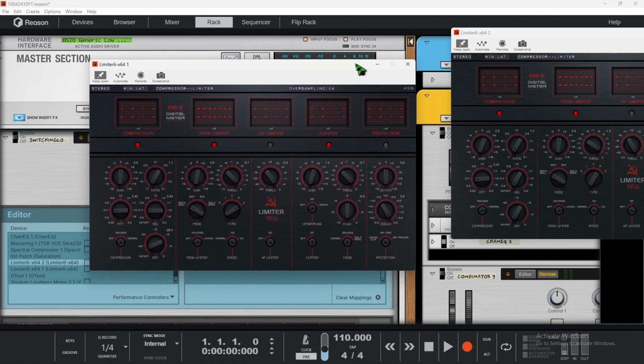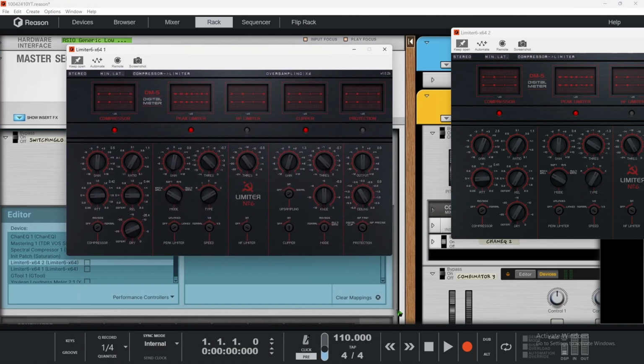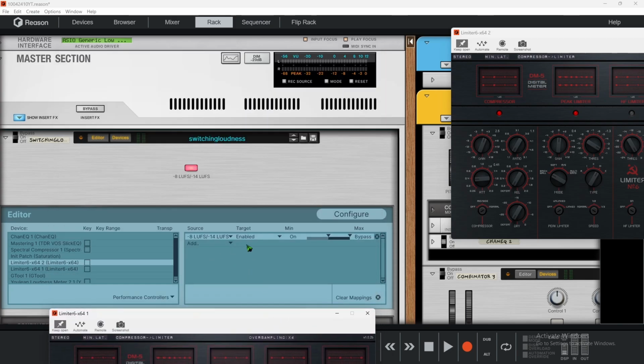What I'm suggesting to Reason is to put this by default in the Combinator, this default setting, not on disabled and on. Not on off, but bypass, just like this. You see, usually people don't want to use stuff that is on the off, because it cuts the signal. So just a little suggestion for you guys at Reason Studios.